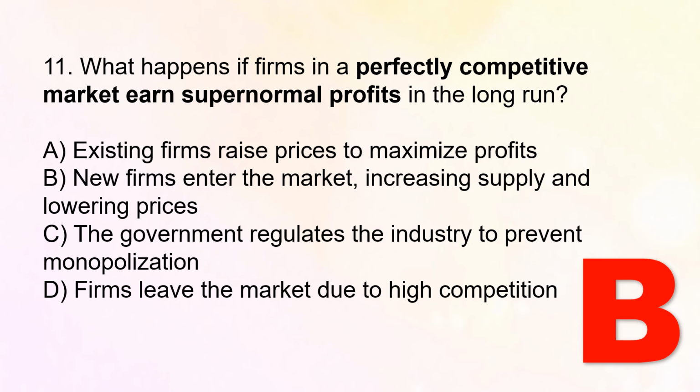Now let's discuss the other choices. Letter A is incorrect because firms in perfect competition are price takers and cannot raise prices. Letter C is incorrect because government intervention is not required in perfect competition. Letter D is incorrect because firms only exit when profits fall below the break-even point, not when profits are high.